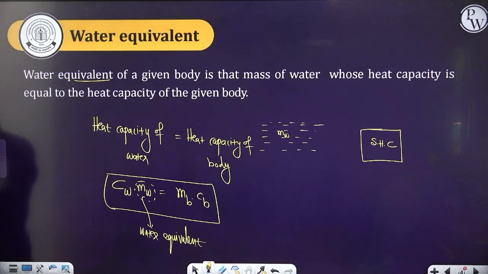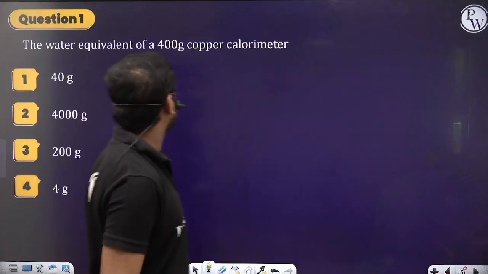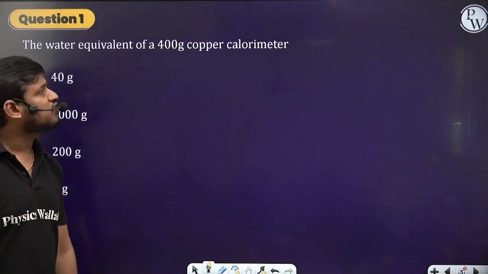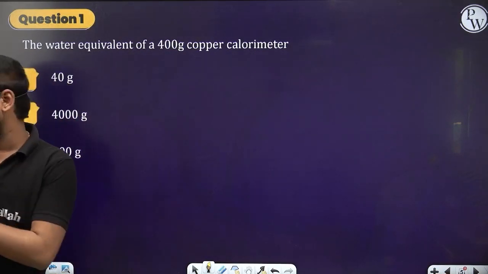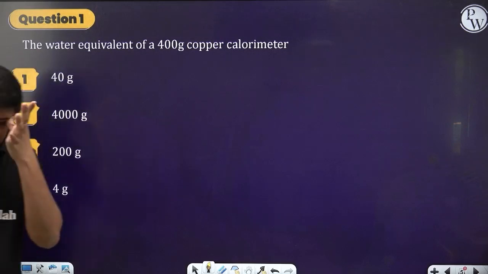Noted? Chal. So let's go for the simple question. Try to solve this question on your own, guys. The water equivalent of a 400 gram copper calorimeter. So you have to find the water equivalent of 400 grams of copper.